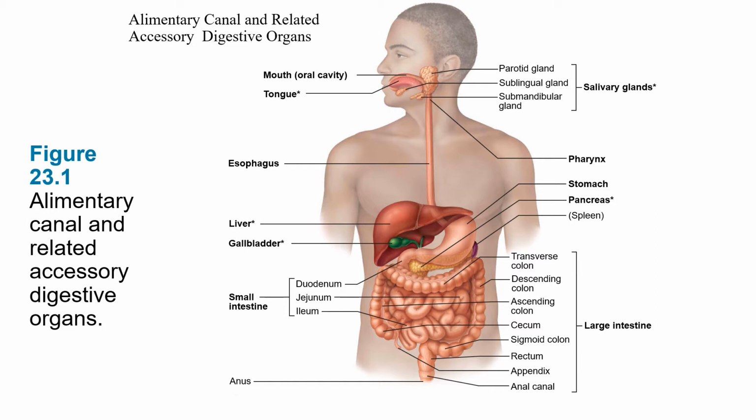You can see the pancreas and the liver. These are both accessory organs. The liver produces bile, which is used to digest fats, and the pancreas produces pancreatic digestive enzymes, which are used to digest the 4 major groups of macromolecules.